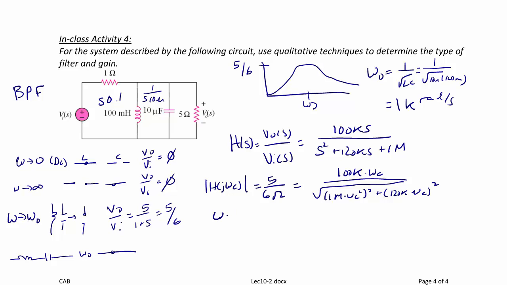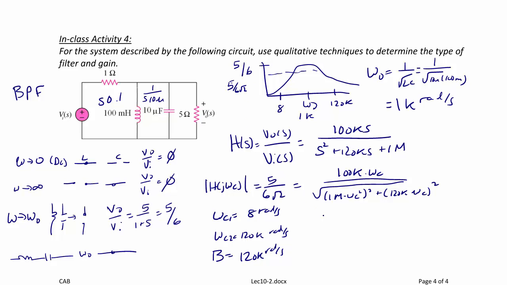So when we solve that, we get that the lower cutoff frequency is 8 radians per second. The higher cutoff frequency is 120 kiloradians per second. So the bandwidth is approximately 120 kiloradians per second. So you would put all these values on your graphs. You'd have 8 here, 120 K here, 1 K for the resonant frequency, and then show that at those two cutoff frequencies, the magnitude is approximately 5 over 6 on the square root of 2.